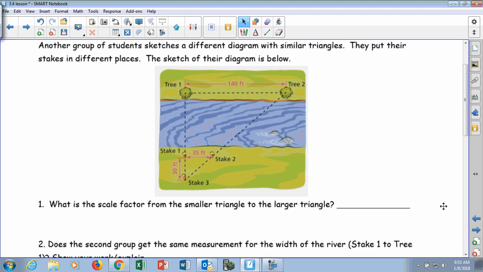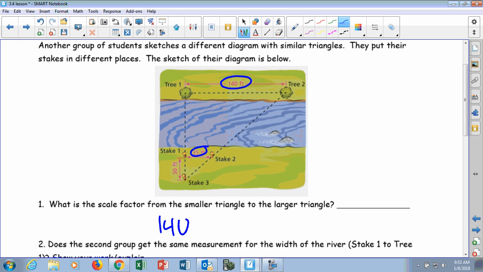All right, let's bring it back in. So what'd you come up with for a scale factor? 4. How'd you come up with that? I took 140 feet and then I divided it by 35 feet. Right, there's your same sides, right? So if you do 140 divided by 35, you get 4. So scale factor is 4. Because remember, you got the small triangle here, and then the big triangle there.